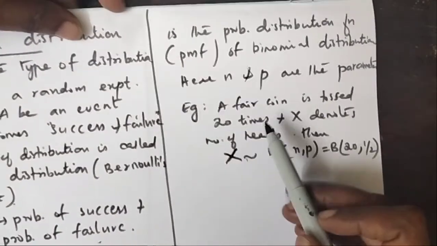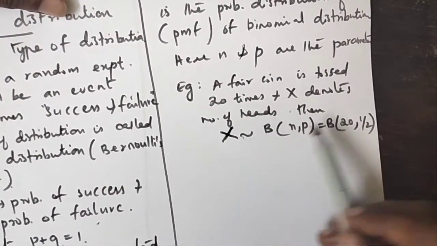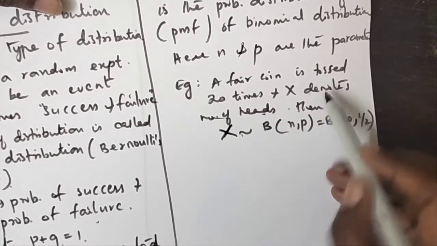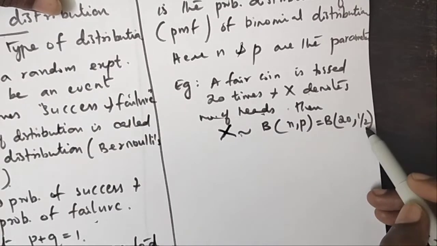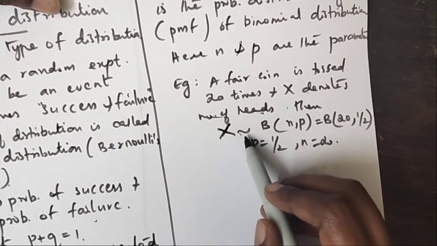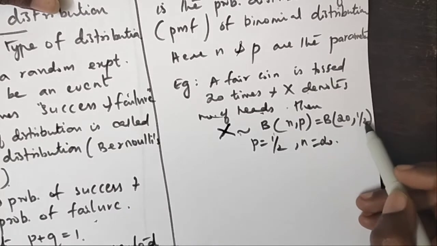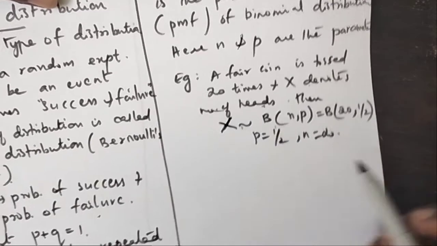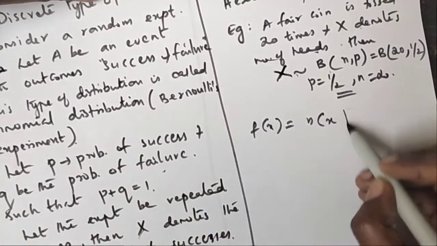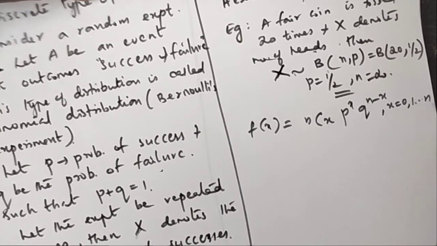As an example, a fair coin is tossed 20 times. Let X denote the number of heads. What is the probability of getting a head? It is 1 by 2. So p is 1 by 2 and n is 20. We can write X follows binomial with parameters n and p, here n is 20 and p is 1 by 2, so B(20, 1/2). What is the distribution function? f of x is nCx p raised to x q raised to n minus x, where x varies from 0, 1, etc. up to n.